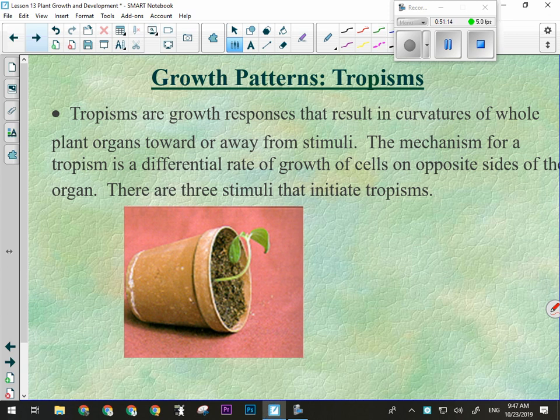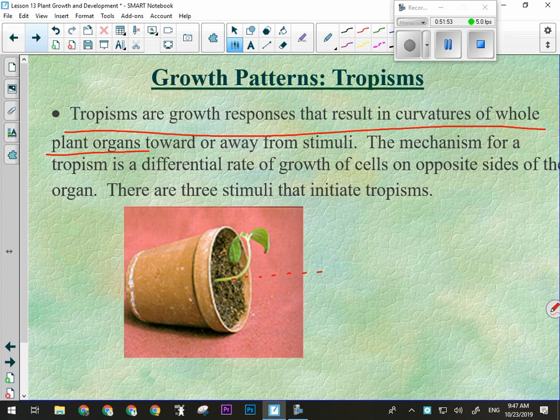Okay, so tropisms, as we said before, are growth responses, and they result in curvatures of whole plant organs, either toward a stimulus or away from it, depending on what we're talking about. Okay, so this plant here is growing in response to gravity. If this plant, because I tipped it over, just kept growing out this way, it would still get light, wouldn't it? It's inside, it would still get light. It doesn't need to grow upwards to get light. But it does need to grow upwards in order to stay balanced. If it grows out this way, it's going to fall down. So it will naturally grow due to the pull of gravity. It knows which direction is up and which direction is down.